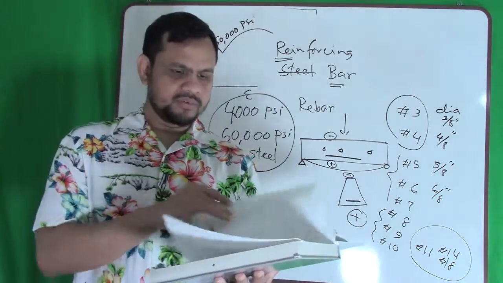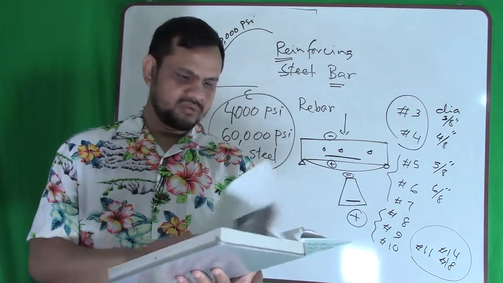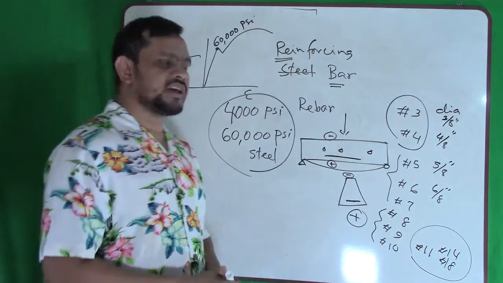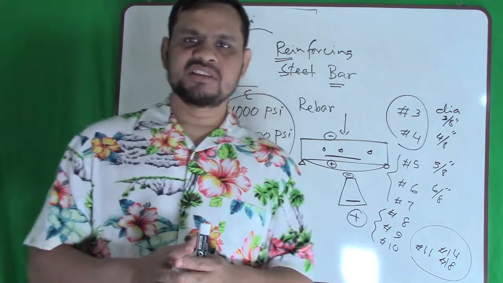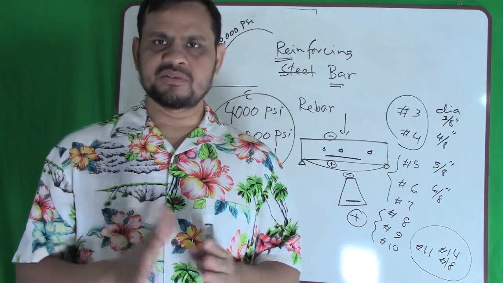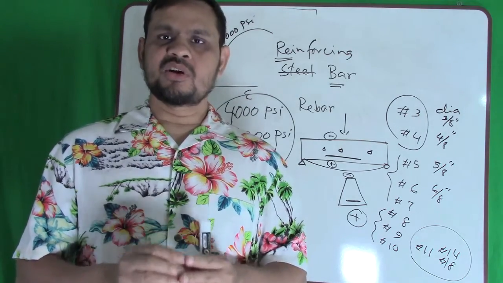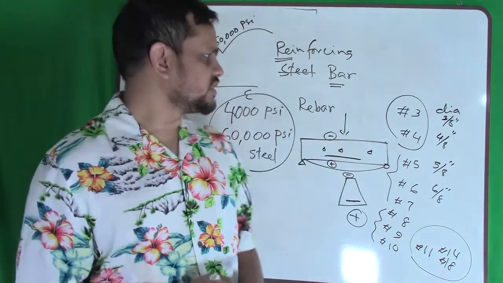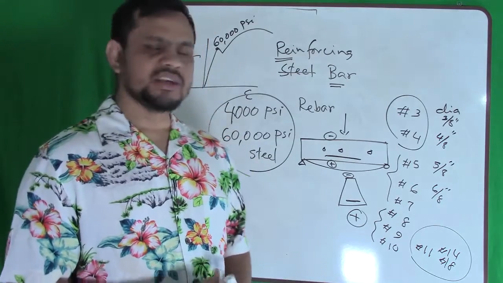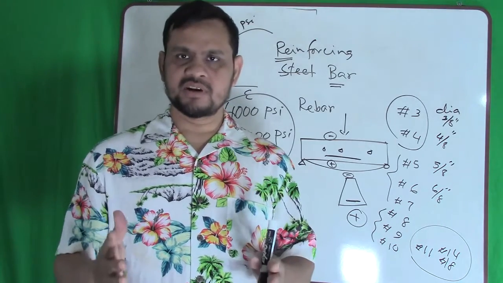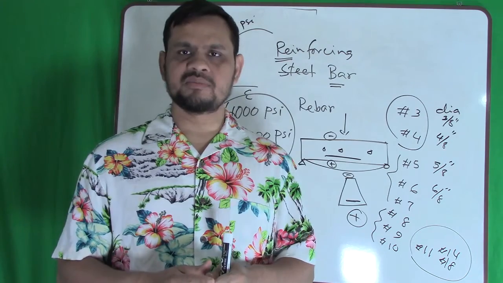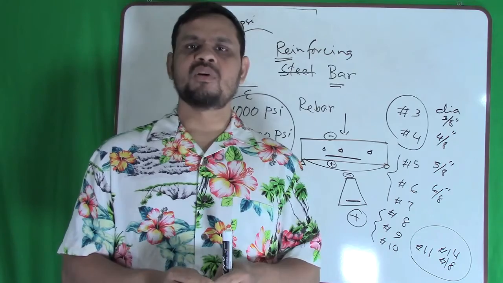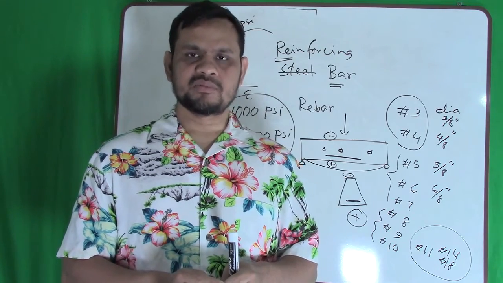Anything else? So let me scroll the book. I do not think you need anything else. And something maybe, the unit weight of plain concrete is 145. It is a good number. The unit weight of reinforced concrete is 150 pounds per cubic foot. So this is something to memorize. If it is plain concrete, the unit weight is 145 PCF, pounds per cubic foot. If it is reinforced concrete, 150 pounds per cubic foot.